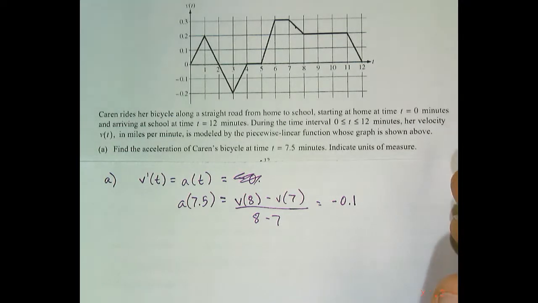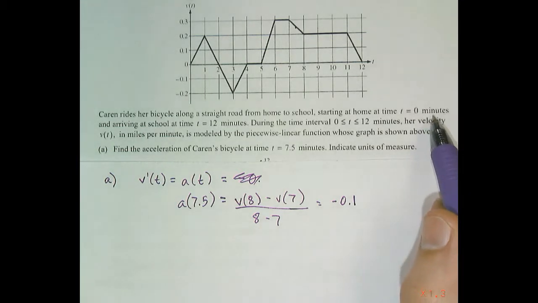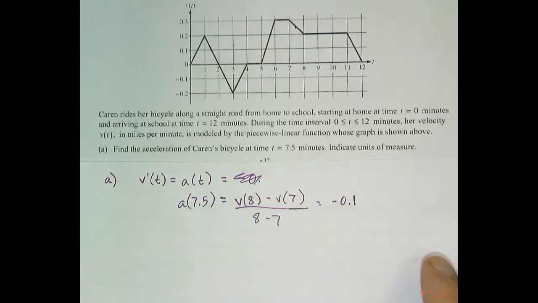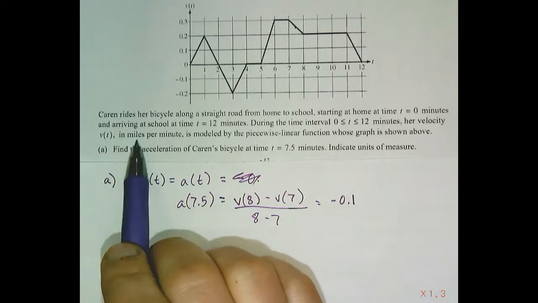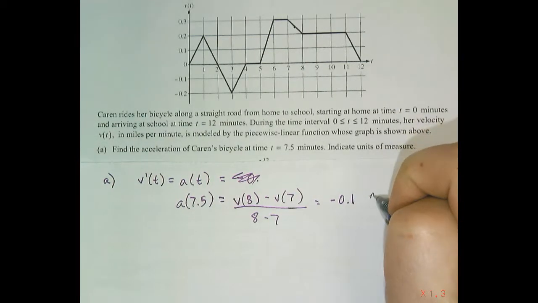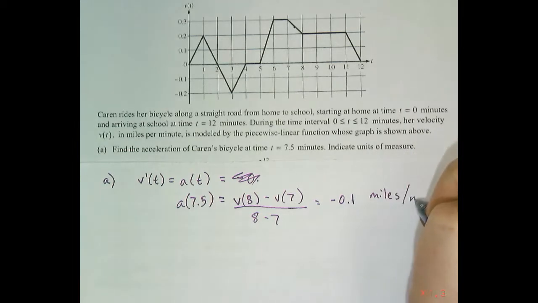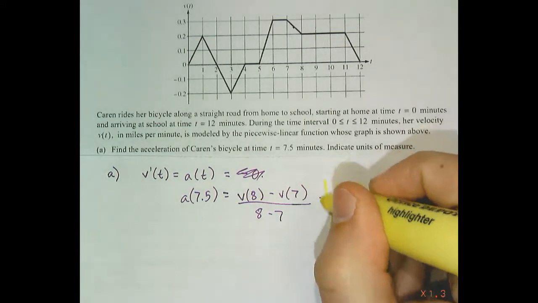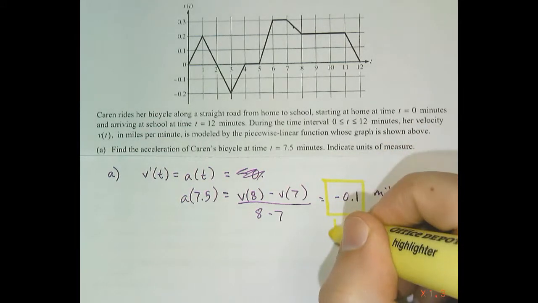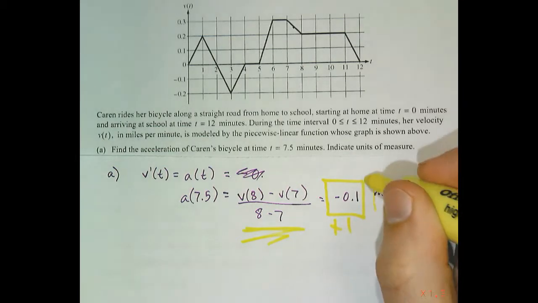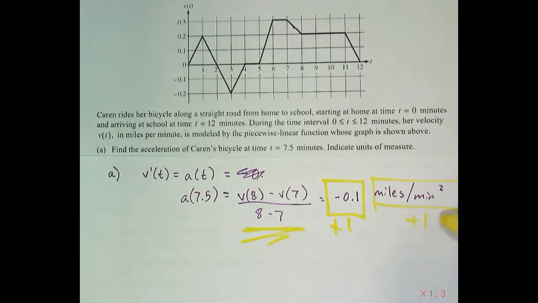We have to look at the units that the problem consists of. Our road is being measured in miles. There we go, miles. And our time is being measured in minutes, so this is going to be miles per minute squared. This is worth 2 points. 1 point for the answer. Keep in mind you have to show the work that leads to that answer, and then 1 point for the unit.